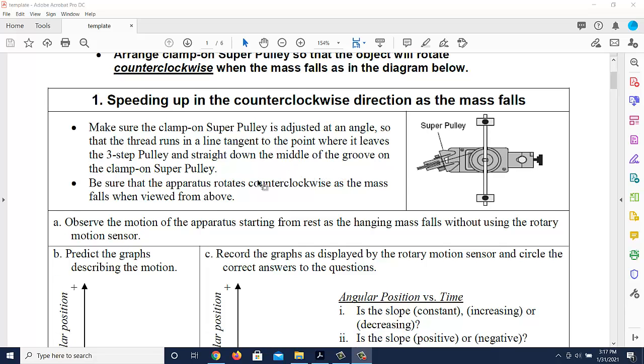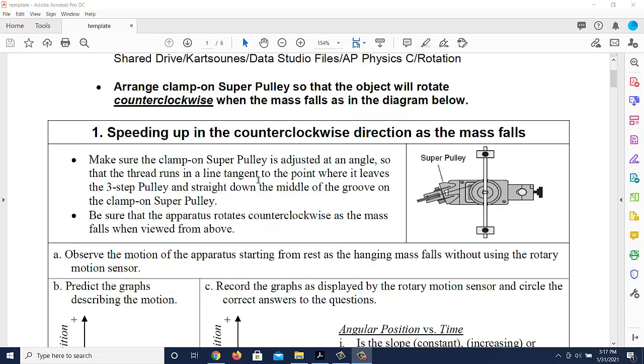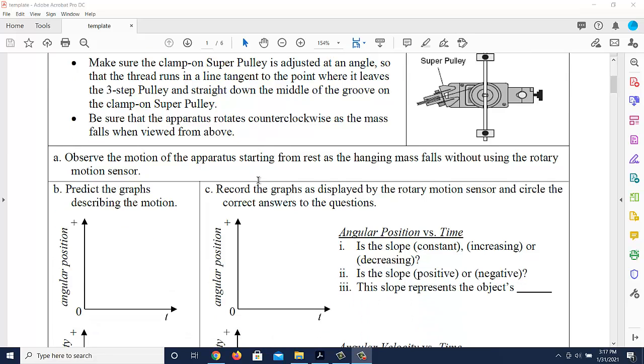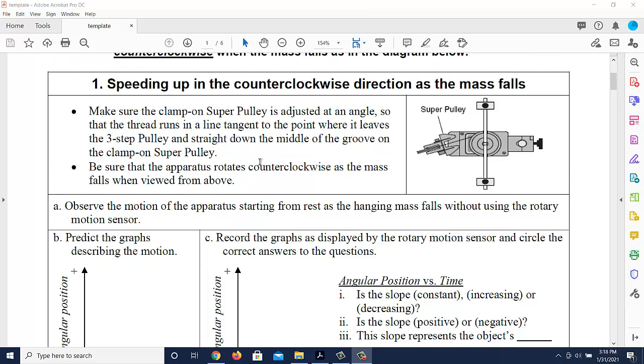So this is basically a lot like a lab we did called speeding up and slowing down with carts going up and down hills a while ago. First step is always watch the apparatus a couple of times without starting the computer. Just watch the motion of this thing. As the mass falls and you let it go, so you're going to wrap it up carefully, as the mass falls and this rotates counterclockwise, watch the motion.